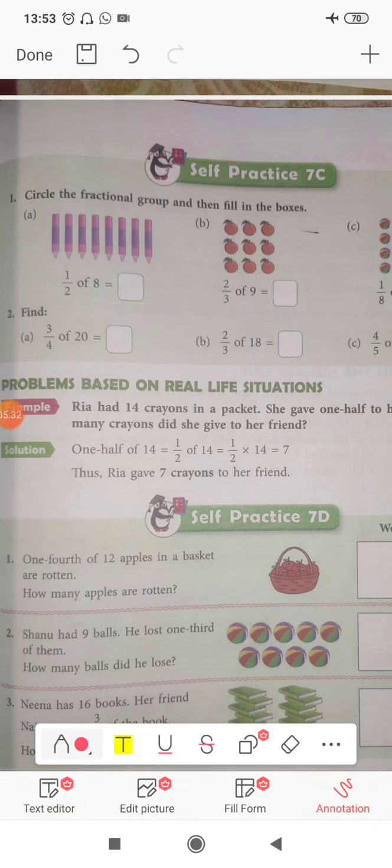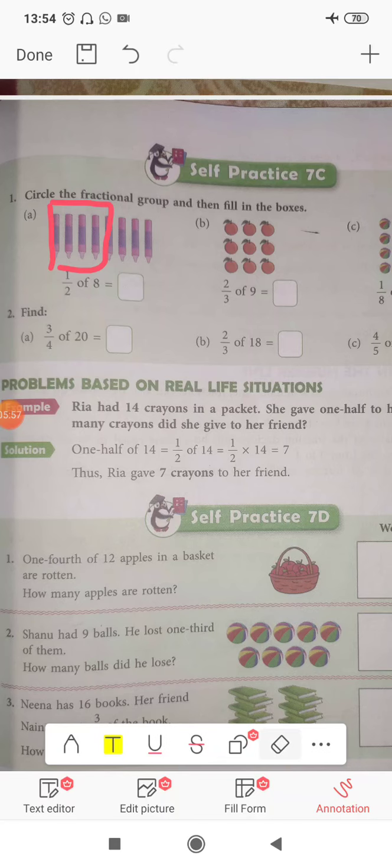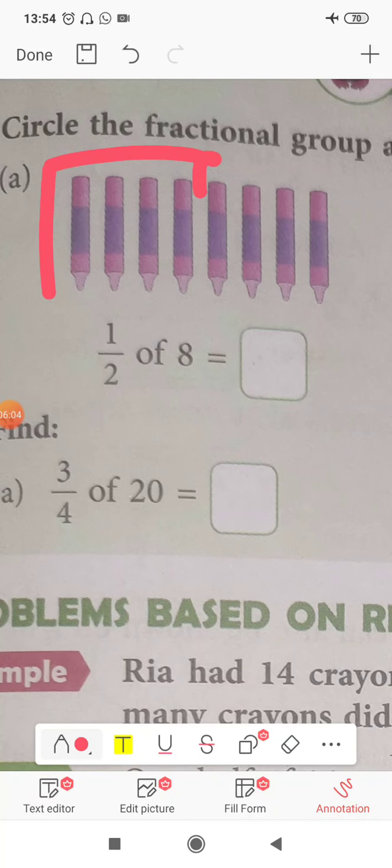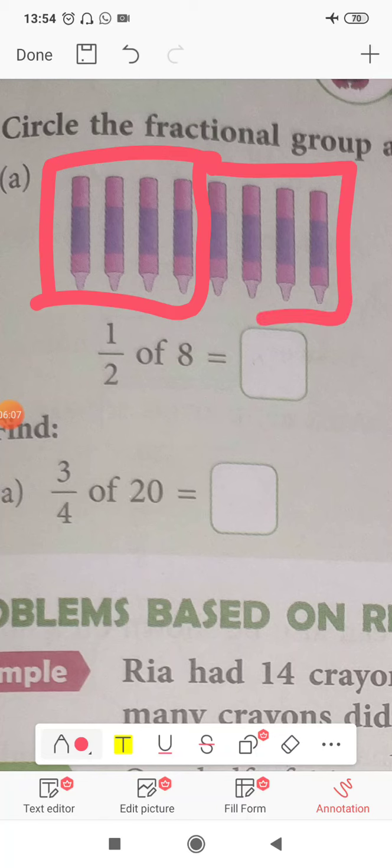Now 1 by 2 means half of 8 equals how many? So in total there are 8 pencils, so we have to find the half. Now see, the denominator is equal to 2, that means there are a total of 2 groups, so we have to divide these whole 8 pencils into 2 groups. So first let's divide. If we divide the pencils into 2 groups, it will be 4 pencils in each group.